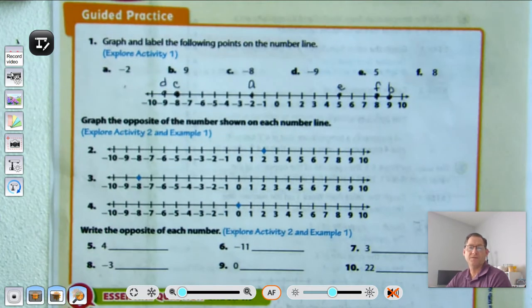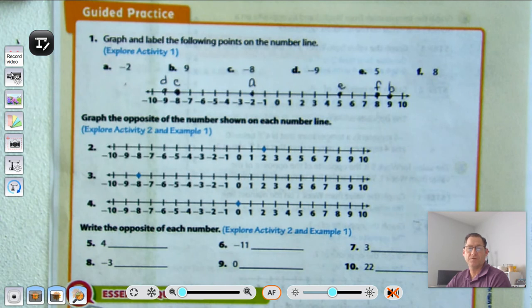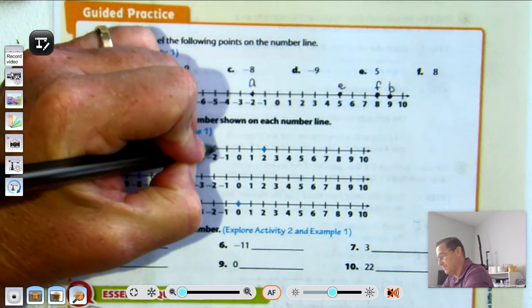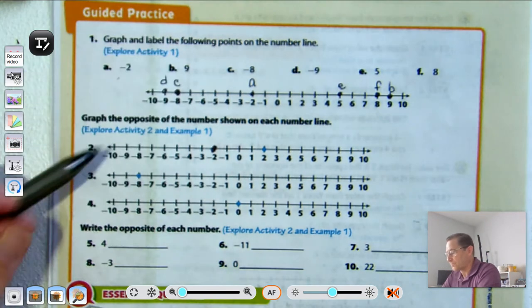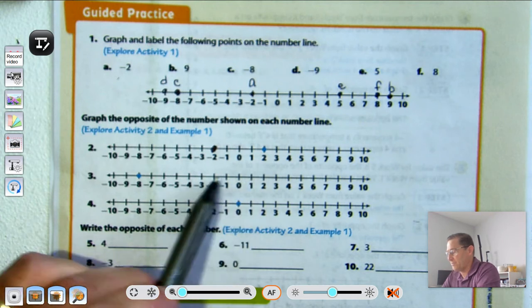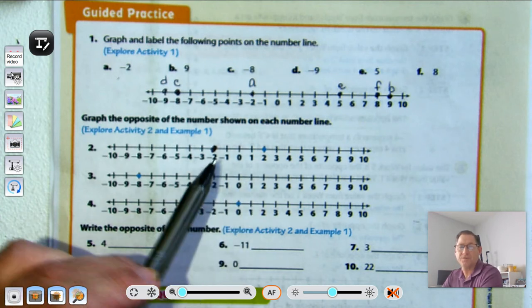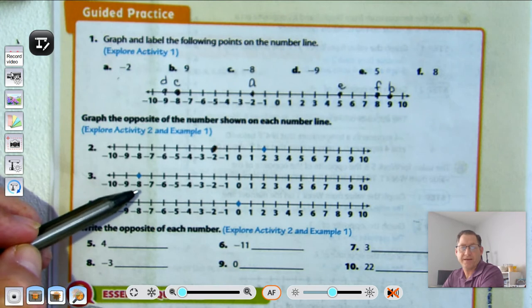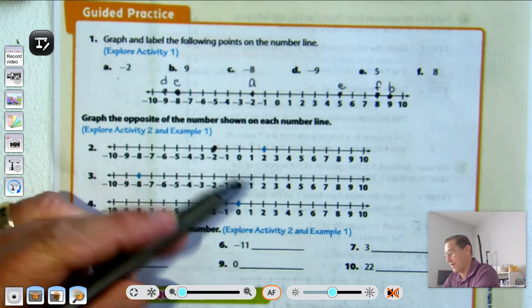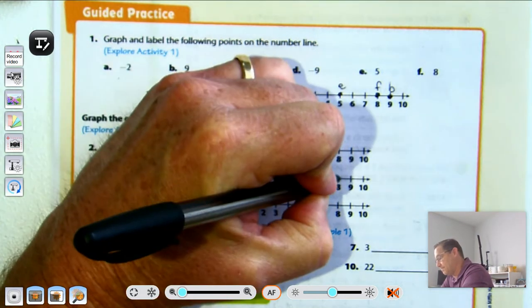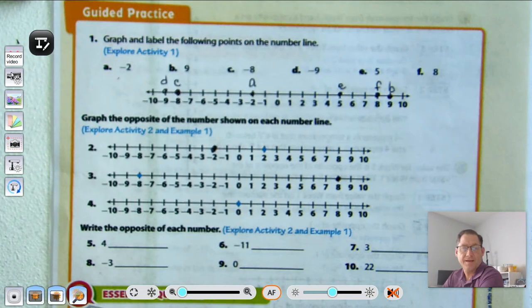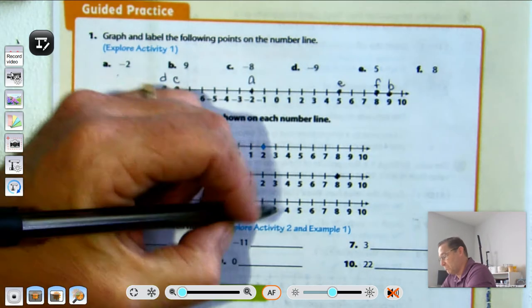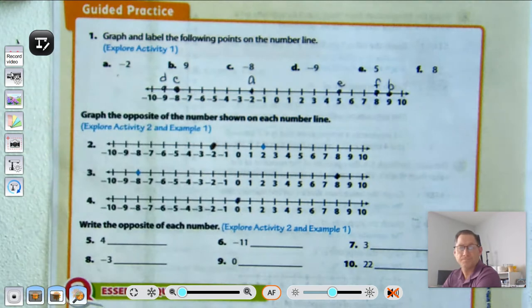All right, graph the opposite of the number shown on each number line. Well, the opposite of 2 is negative 2. 2 is 2 units to the right of 0. Negative 2 is 2 units to the left of 0. The opposite of negative 8, we have to go 8 units to the right of 0. So 8. The opposite of 0 is 0.